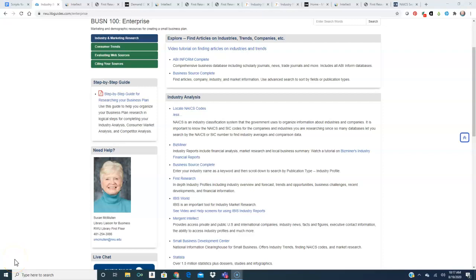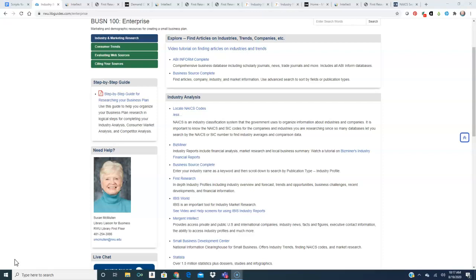Now let's take a look at the industry analysis part of your business plan. As you begin your industry analysis, it is always good to define the industry for your business. The NAICS system, or the North American Industry Classification System, is instrumental in identifying your business's industry. Knowing the NAICS code for your business can be useful in comparing data across your industry.